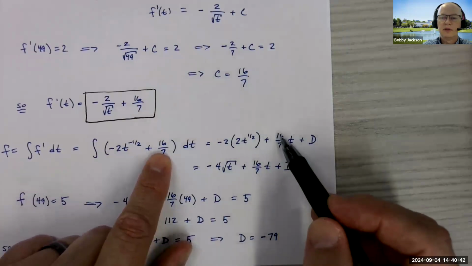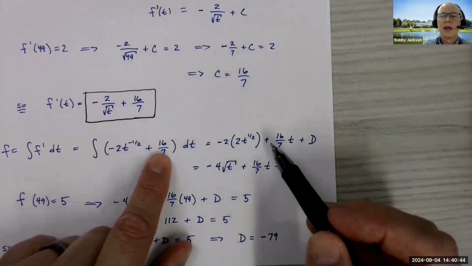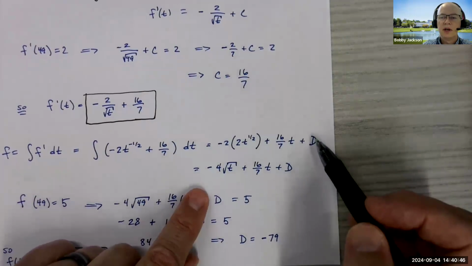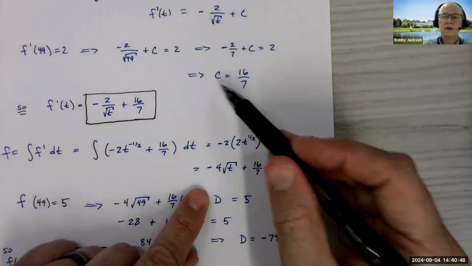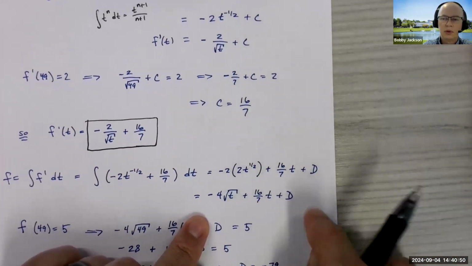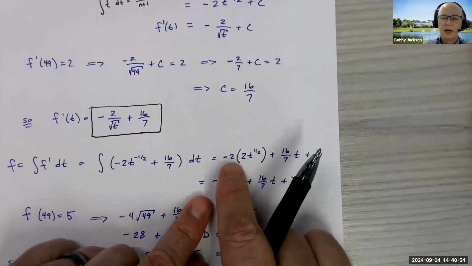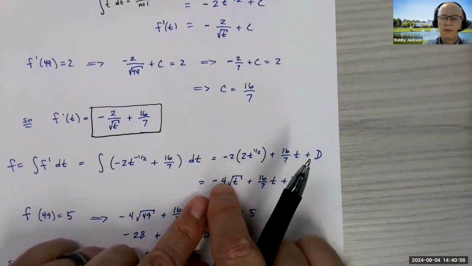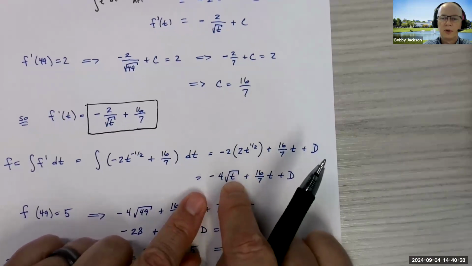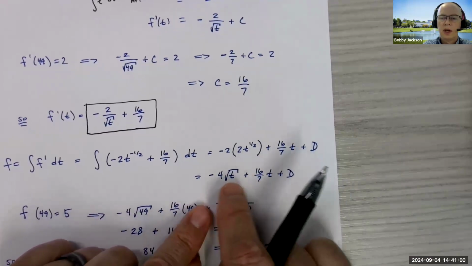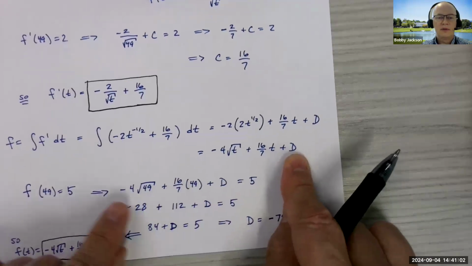16/7's antiderivative is 16/7 times t. And then plus an arbitrary constant. I'm going to call the constant d, not to confuse it with my constant up above from my first integration. Okay, clean this up. Negative times negative gives me negative 4. t to the 1/2 is just square root of t. And so now I just need to find d from my initial condition.